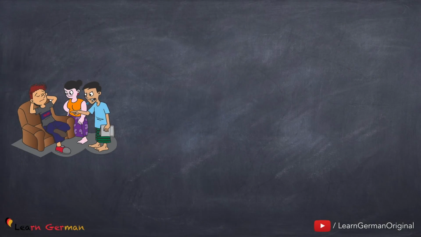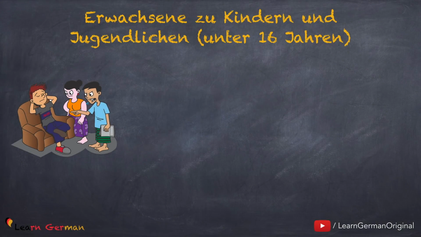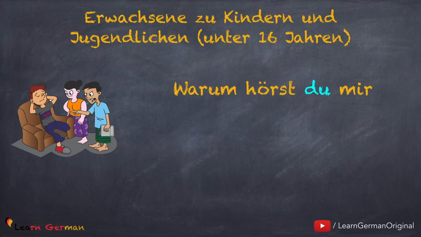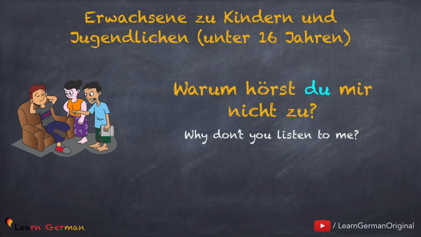Let's look at the third situation. Erwachsene zu Kindern und Jugendlichen. That means when adults are talking to kids or young teenagers, then they use du. Here's an example of a father talking to his son. Warum hörst du mir nicht zu?